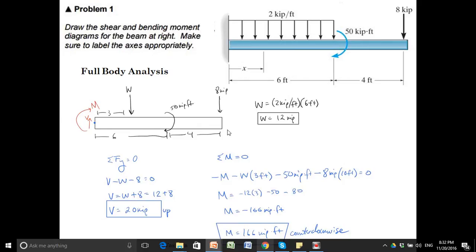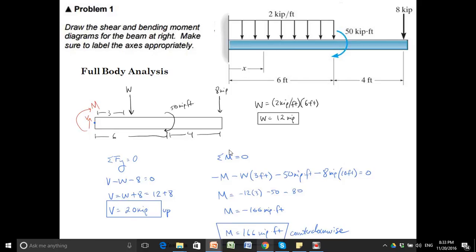there's no X force. So the first thing I'm going to do is find my overall distributed load. So I do the area, so 2 kip per foot times the length, 6 feet. So that gives me 12 kips at half the distance, so that's going to be at 3 feet. So from there, now that I know what W is, I can sum the forces in the Y direction and solve for V. V minus W minus 8, and I end up with V equals 20 kips upward.